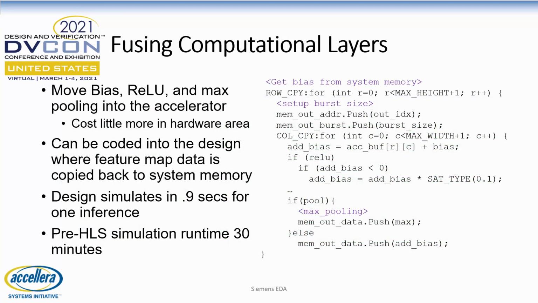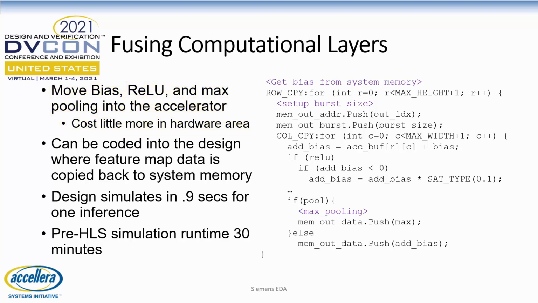In order to improve the performance of our design and hit our design requirement of 1 inference per second, it is relatively simple to move the bias, activation, and max pooling functions into the accelerator. Furthermore, this costs very little in additional hardware when we finally synthesize the design.